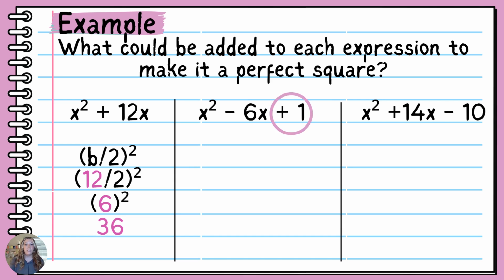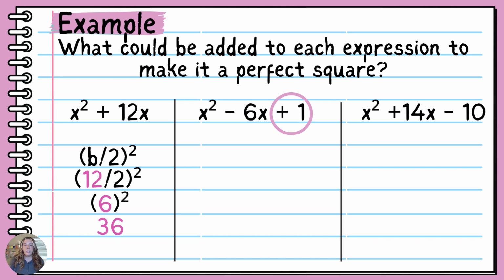That one didn't have a constant, so we can just add the 36. But with the second example, they have a constant of 1. So after we find the value that makes it a square, we'll take into account that 1 that they already have.